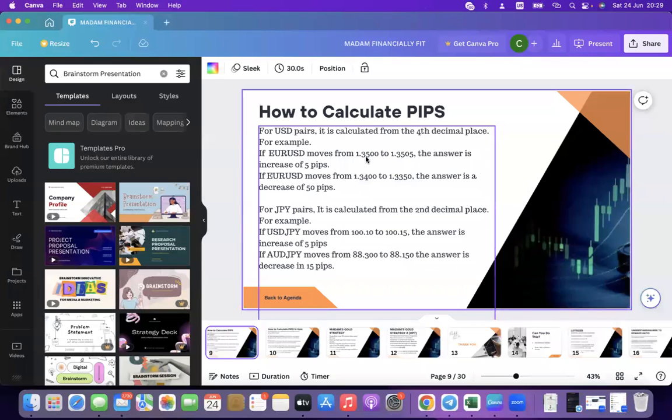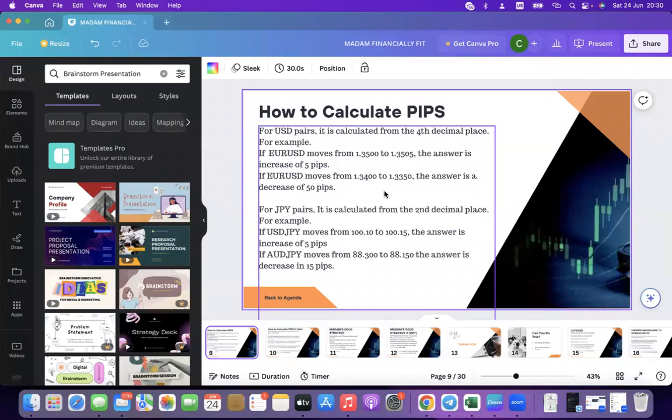Like you can see, this is 1.3500 to 1.3505. Imagine Euro USD moves from this to that. This is the 4th decimal place. So you just have to do a subtraction of these 4 decimals: 3505 minus 3500. The difference is 5 pips. So you know that Euro USD has moved 5 pips, and that's an increase.